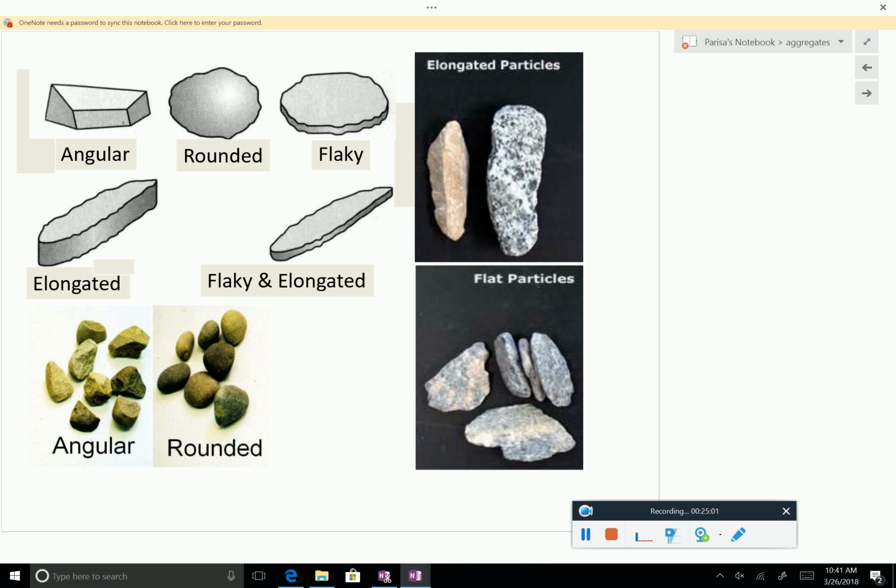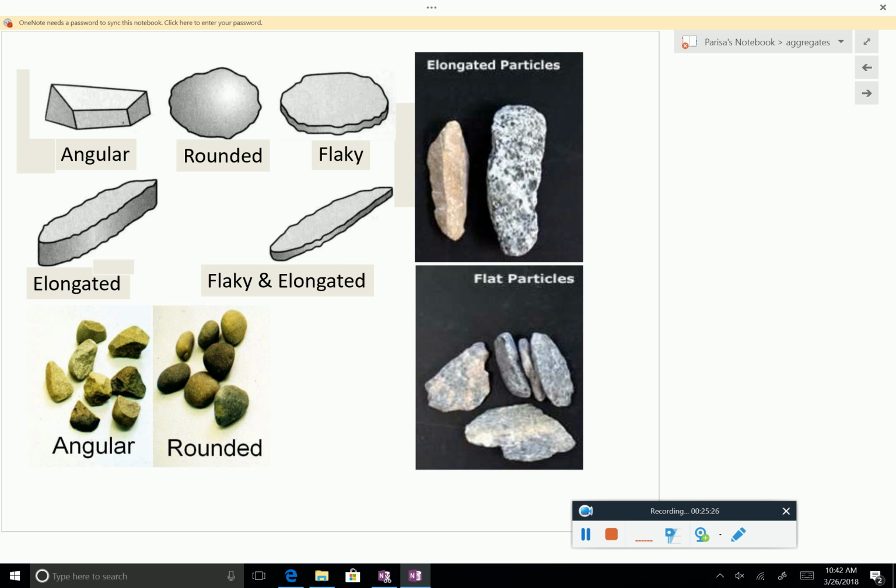That okay, it doesn't stick to the other aggregates. It can, yes, that's one reason. And it's the same problem also with rounded aggregates. Exactly. What else can happen if it is very flaky or elongated? Exactly, it can break. When you compact, it can just break. It's much easier to break in one direction.